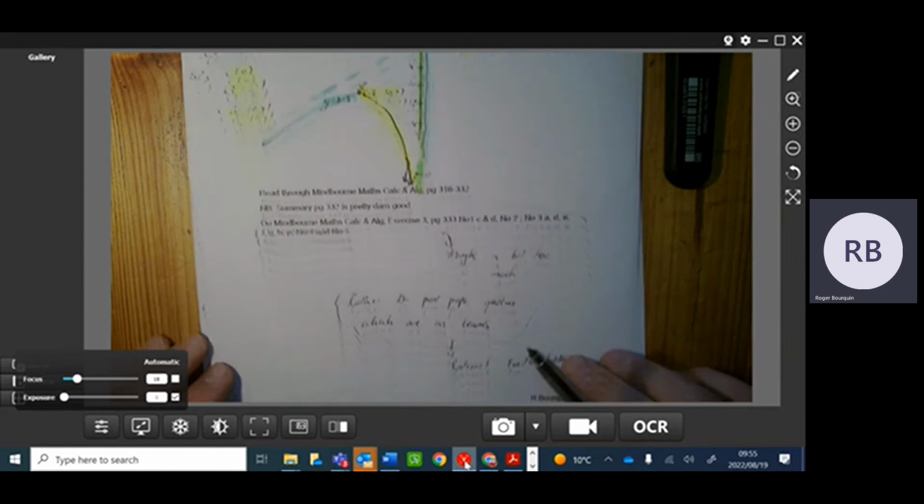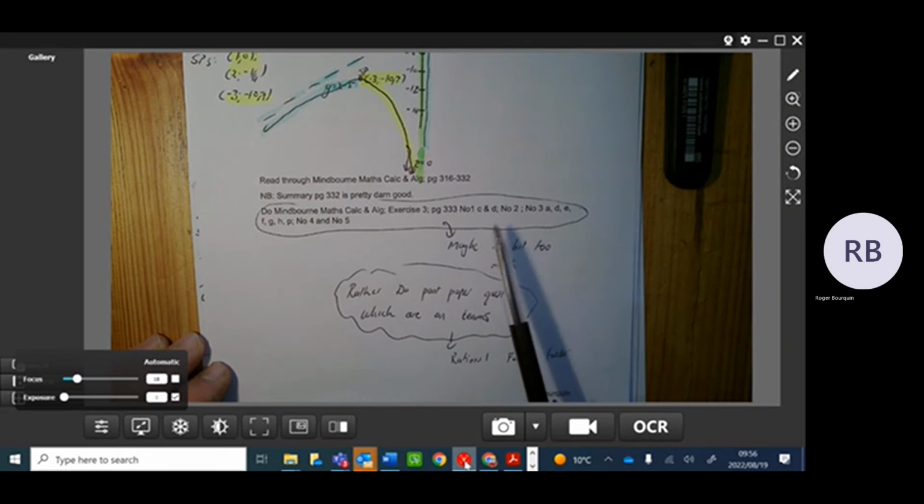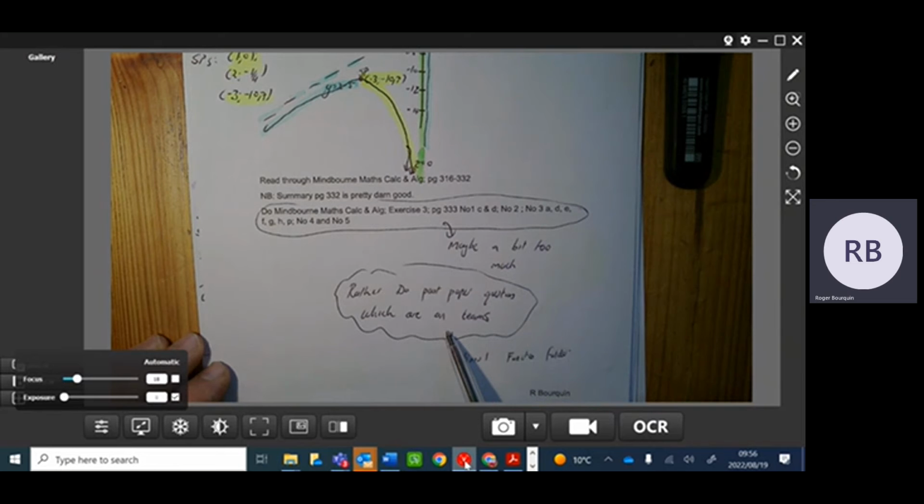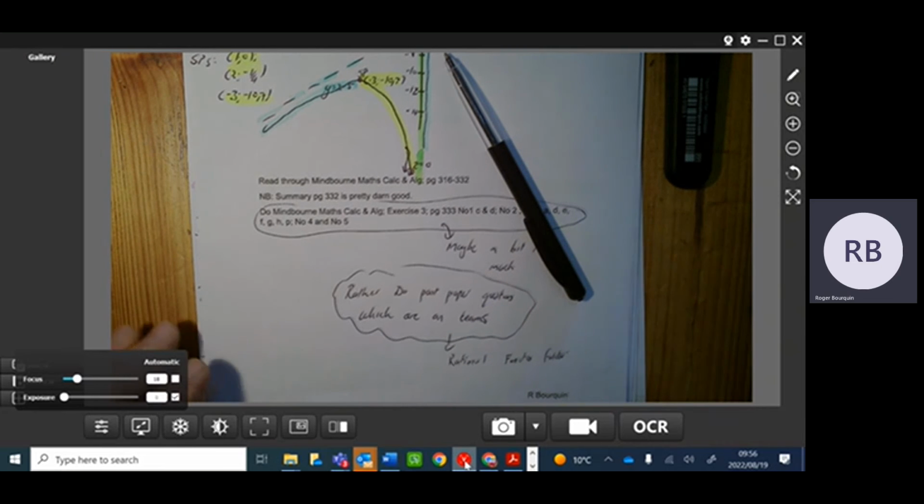Guys, that's about as difficult as it gets. There are these things for Mindborn. If you want lots of practice, it might be a bit too much. I have put up on Teams some past paper questions with their memos, in the rational functions folder. If you understand this pack of notes, honestly, you should be fine.